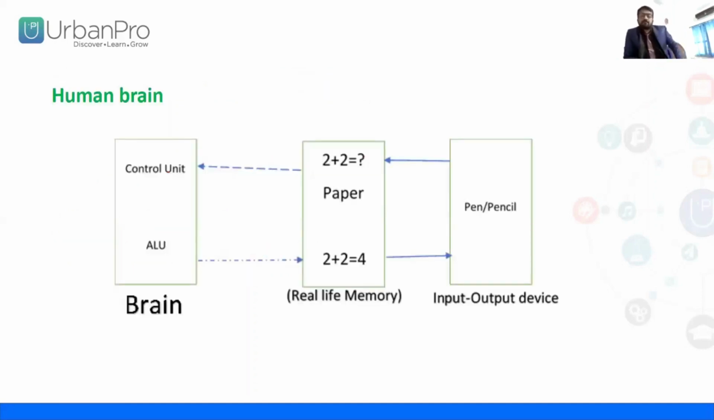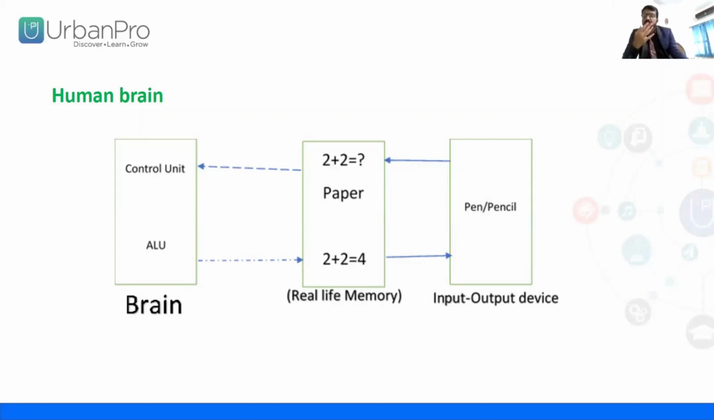Look at the block diagram. Let's imagine how our brain interprets a real-life instruction. Just take an example of addition of two numbers. Suppose I ask, add two numbers. What will you do? You just pick the pen. You will write on paper which number must be added to which number, right?